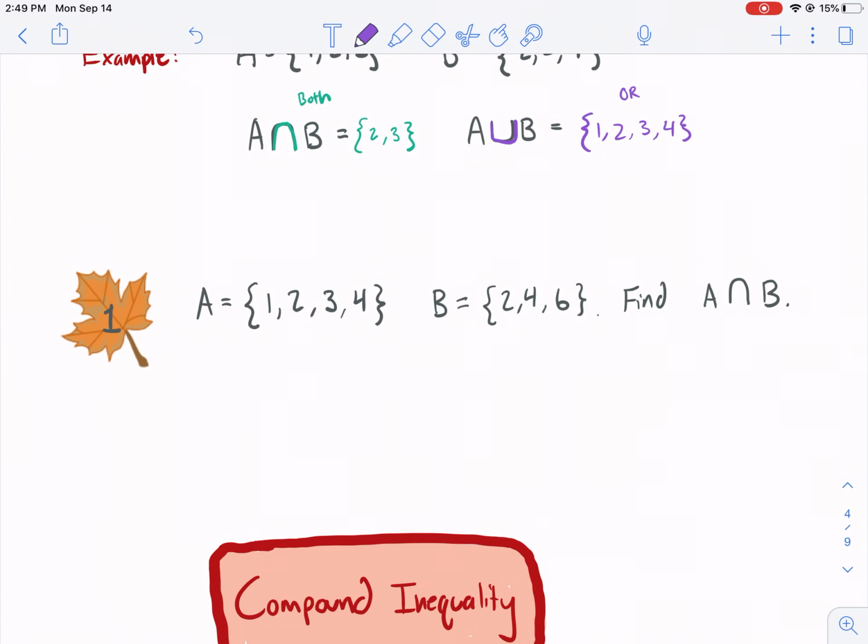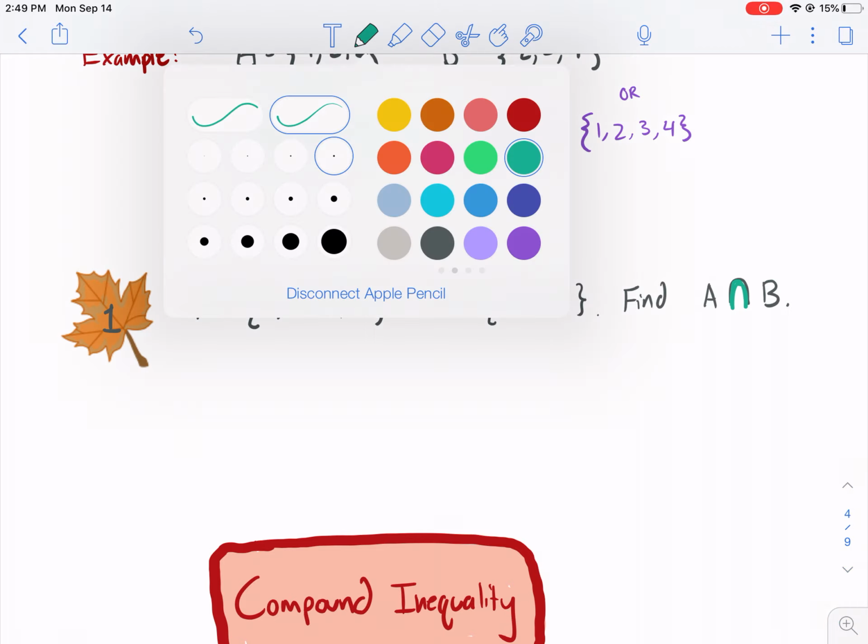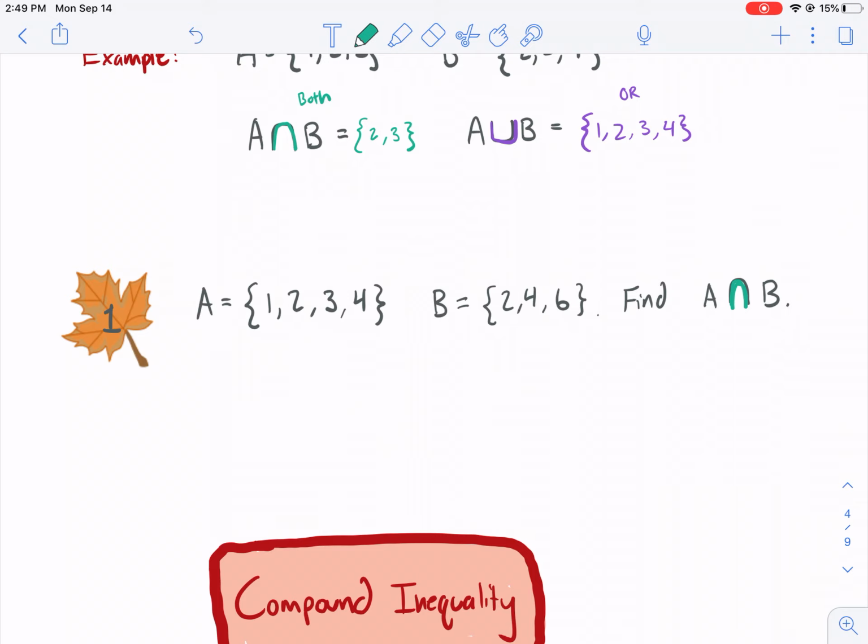1, 2, 3, 4 is the set A. 2, 4, 6 is the set B. We want to find A intersection B. What's the symbol? Upside down U, intersection. Okay, so the intersection of A and B. Now, let's go ahead and break this down.